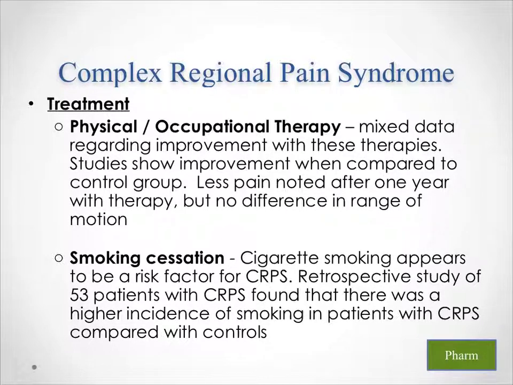There were some studies that showed improvement when compared to a control group. However, there was no difference in range of motion noted after 1 year of therapy. They did report there was some less pain, but no change in the range of motion. Smoking cessation is important. They have found that smoking appears to be an independent risk factor for this syndrome.